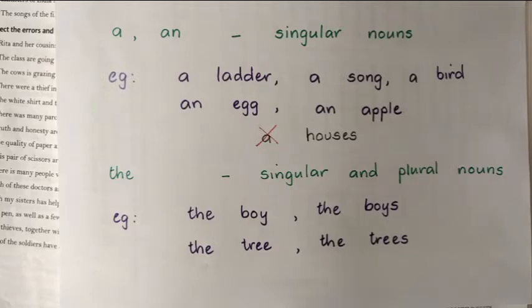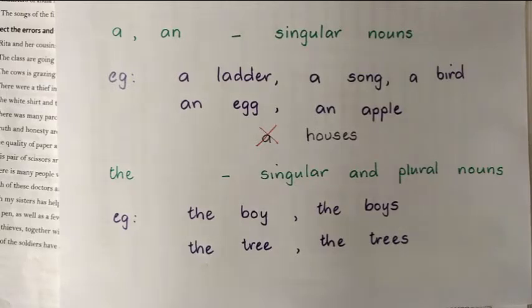The is used for things that are only one in the world. For example, the sun, the moon, the prime minister, the president. We use the for these nouns.